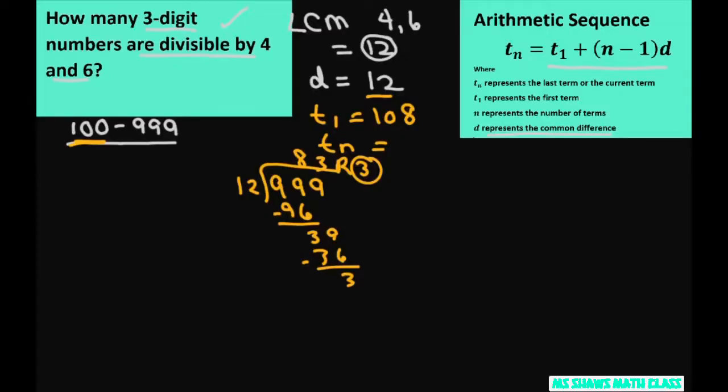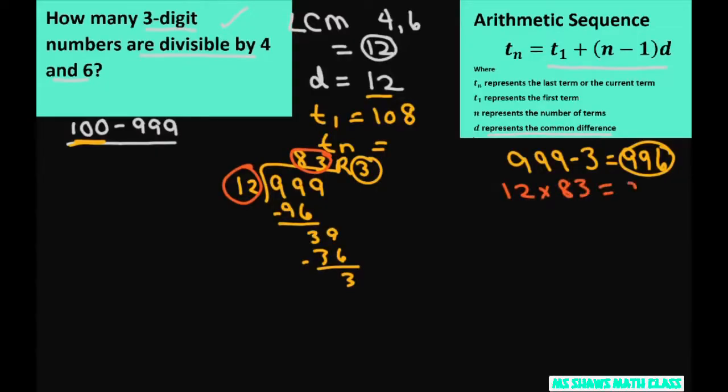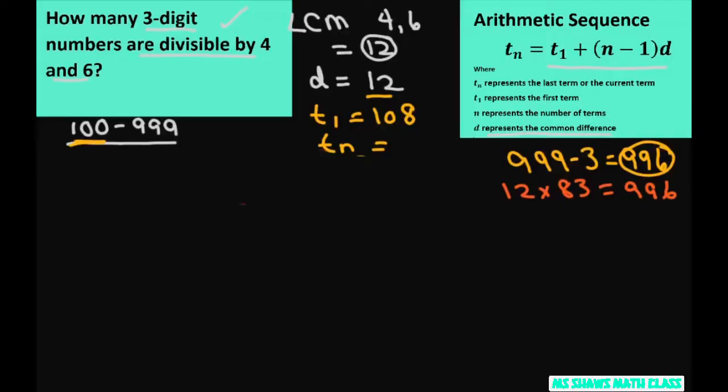So you can do one of two things. You can take 999 minus 3, and your last term is going to be 996. Or you could just take 12 times 83, and that will give you your last term of 996. So your last term is 996. And that's how you figure that out. There's probably a little easier way with a calculator, but so we have 996. And now we can just fill this formula out.